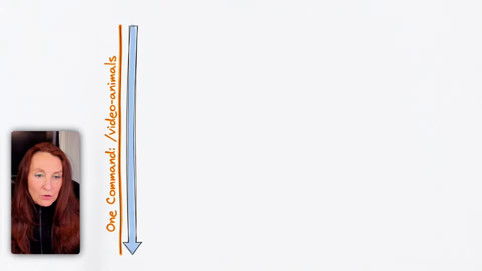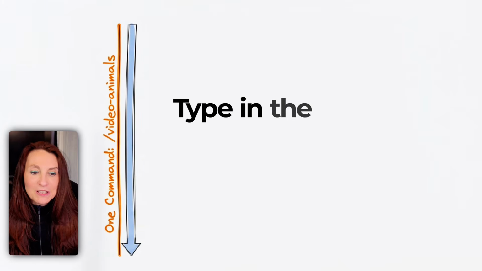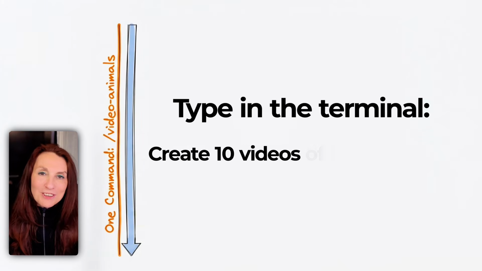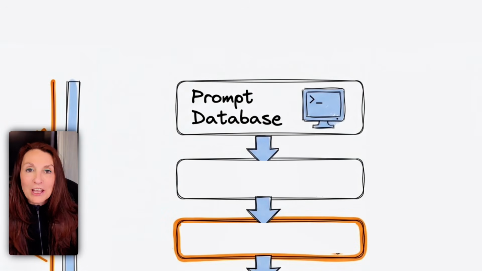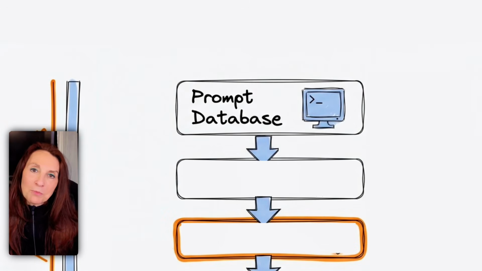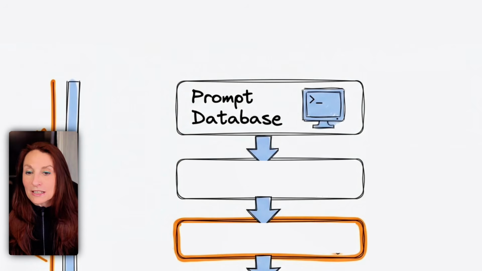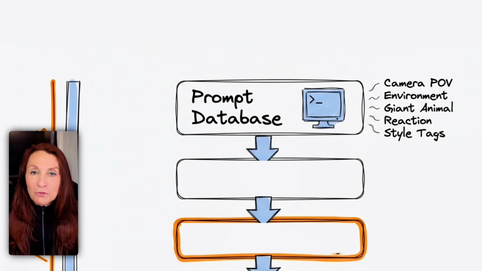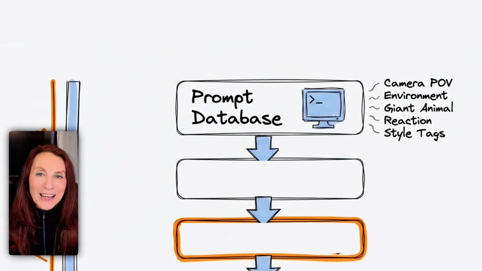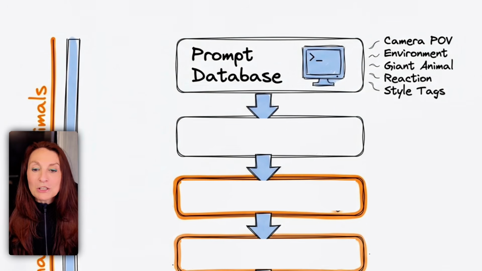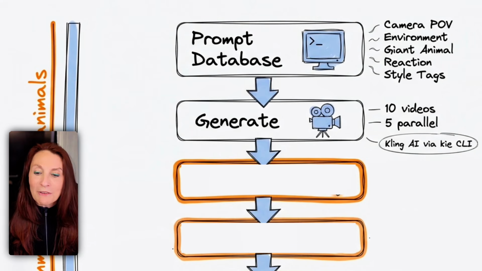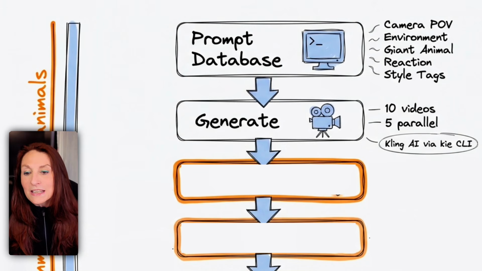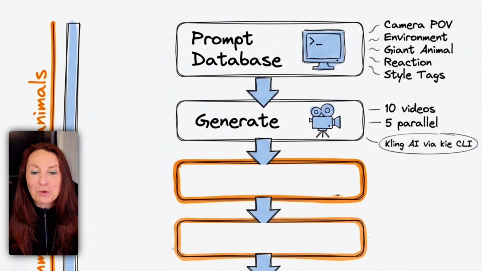C'est parti. So first we are going to type in the terminal, for example, create 10 videos of giant animals. And from there, the skill is going to create the prompt database and keep them in an output folder in the skill. It's going to define the camera point of view, the environment, the type of animal, for example, a spider. Then it's going to generate the 10 videos in parallel using Kling AI, which is the best model that I have found for that, using the key AI CLI that I have also created.